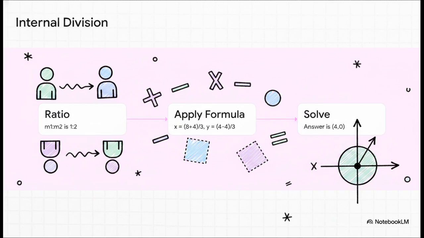Now for y. Watch out for the negative sign here. 1 times 4 is 4, plus 2 times -2 is -4. So 4 minus 4 is 0. 0 divided by 3 is still 0. Step 3, combine them, and we get 4, 0. So the answer is option A. See, step-by-step करने से negative sign से भी नहीं घबराना होता.